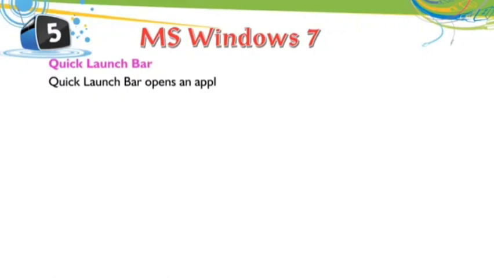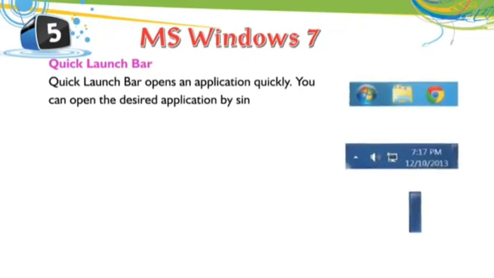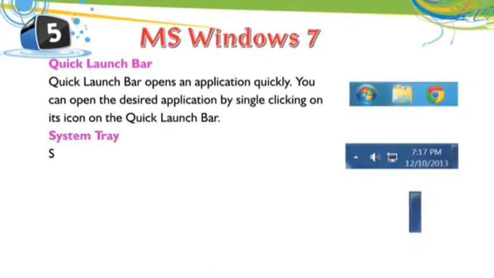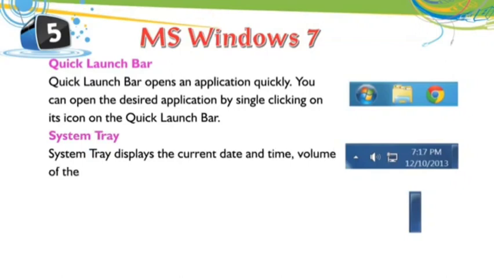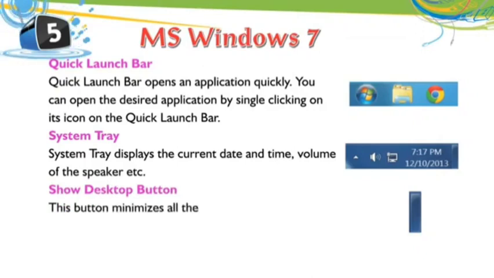Quick launch bar. Quick launch bar opens an application quickly. You can open the desired application by single clicking on its icon on the quick launch bar. System tray. System tray displays the current date and time, volume of the speaker, etc.